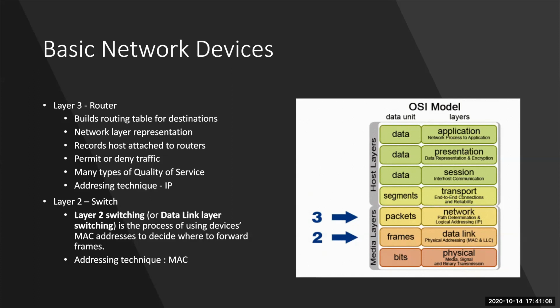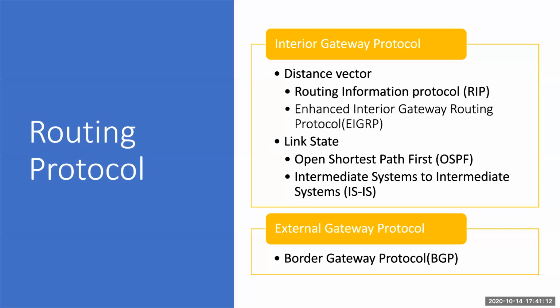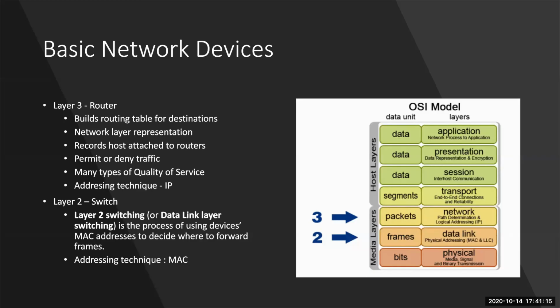So basically, it's all routers that transfer your packet from one source to destination. They have all the routing tables to route packets. It's a network layer representation. If you see in the OSI layer, it's at layer 3 that does path determination and logical addressing. It records hosts attached to routers, whatever the host addresses are, they will be there in the router. It will permit or deny traffic based on IP addresses, not based on the protocols.